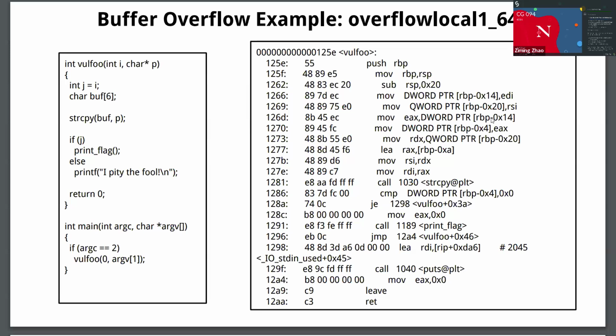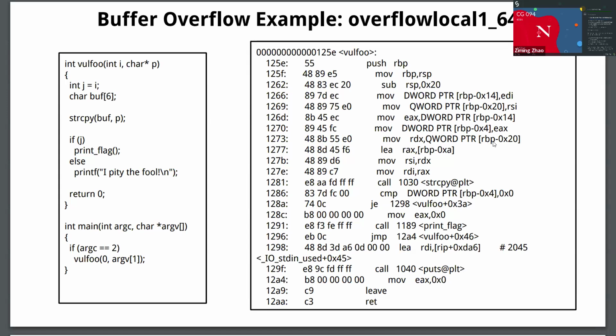Which one is which? Say. The RBP minus 14 is I. RBP minus 20 is the buffer in this case. Move I to EAX, then move EAX to RBP minus 4. So in this case, actually J is at RBP minus 4. Okay.